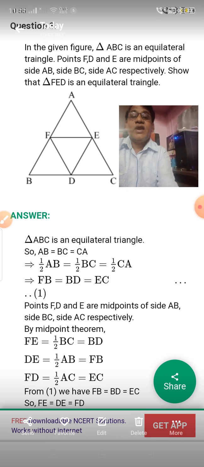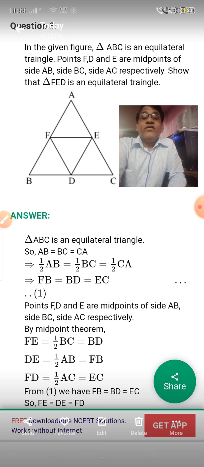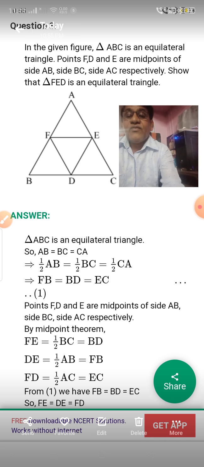Question number 3. In the given figure, triangle ABC is an equilateral triangle. Points F, D and E are the midpoints of side AB, side BC and side AC respectively. Show that triangle FED is an equilateral triangle.